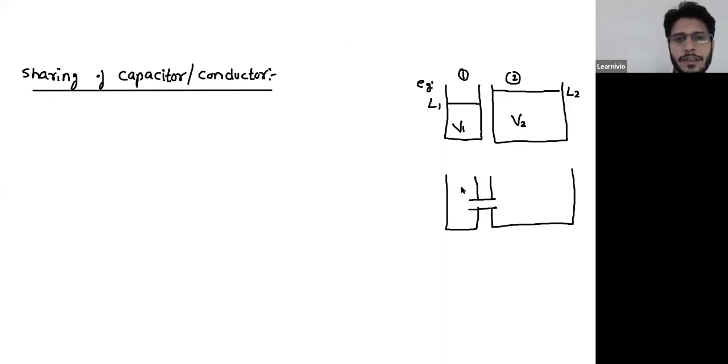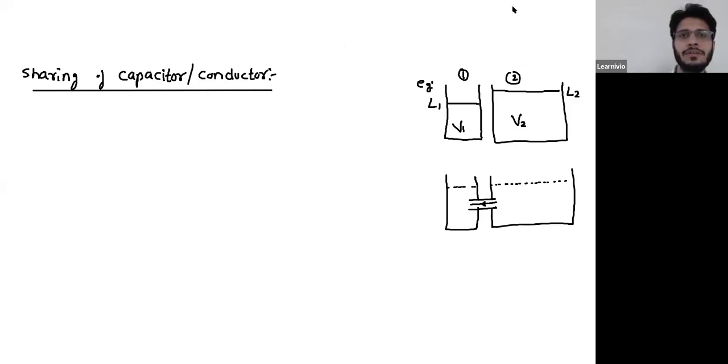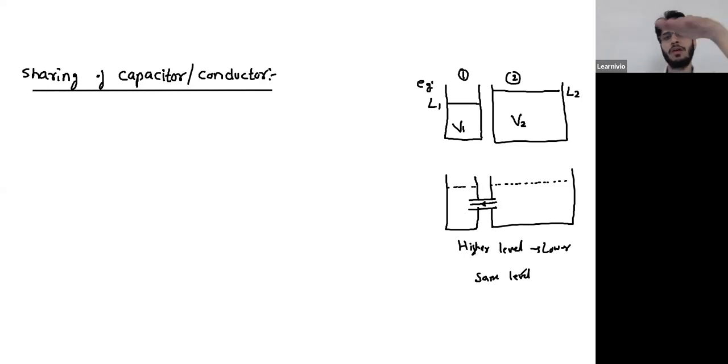And they will flow until they acquire same volume or same level. Water will flow from container 2 to container 1. It will flow until they acquire same level. Once the level of both the containers become same, the flow of water stops. So water or liquid always flows from a container at higher level to container at lower level, and they flow until they acquire same level. This is the sharing of container.